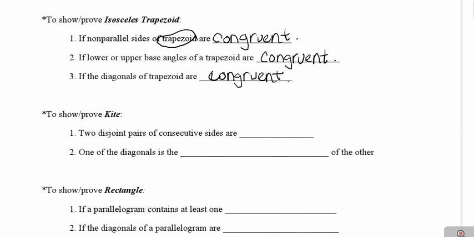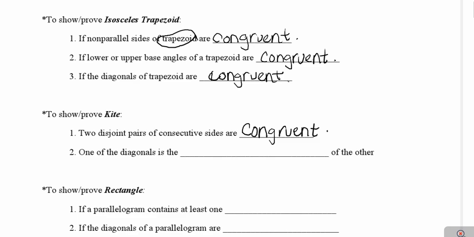I know this may seem a bit overwhelming because there's a lot that you have to remember, but most of these ways have to do with the characteristics of the quadrilateral. So as long as you really know those characteristics, then you should be fine with remembering these different ways to prove the shapes. So moving on, to prove a kite, you would need 2 disjoint pairs of consecutive sides that are congruent. And again, this is just a characteristic that we already learned of the kite.